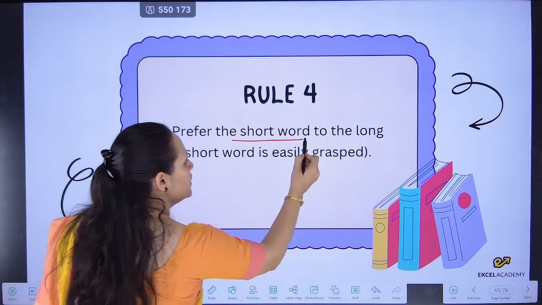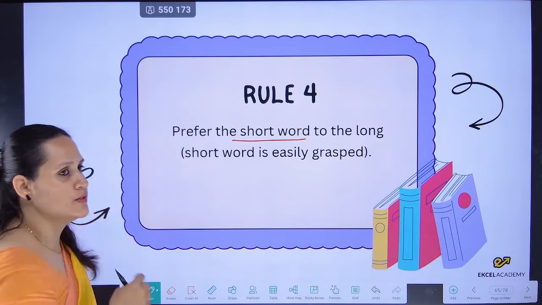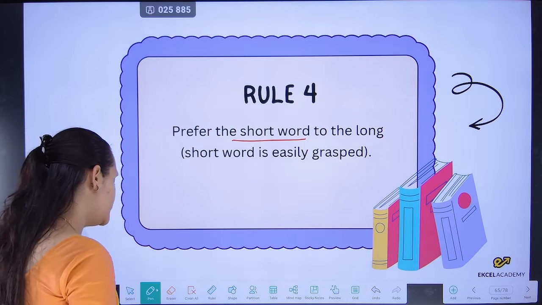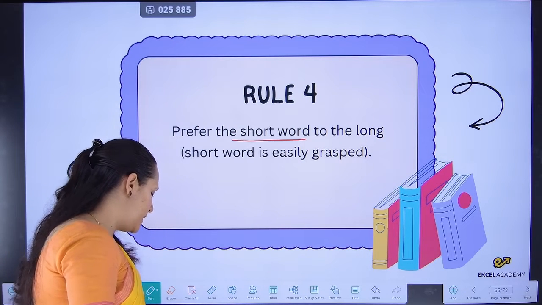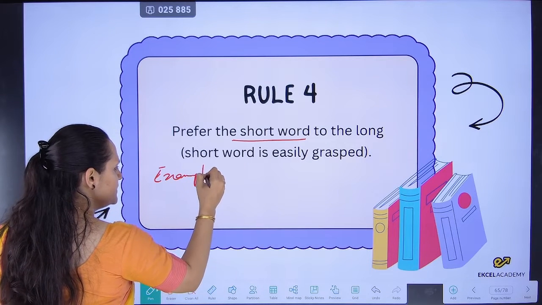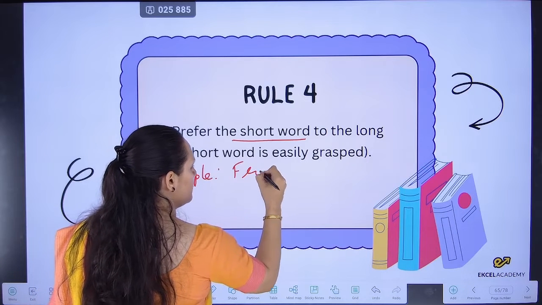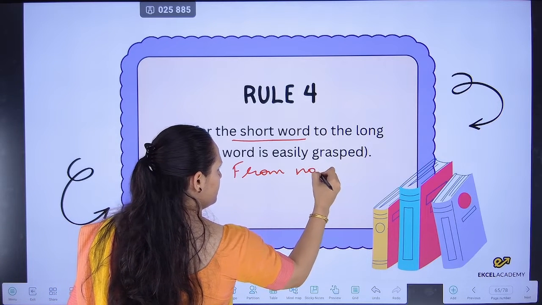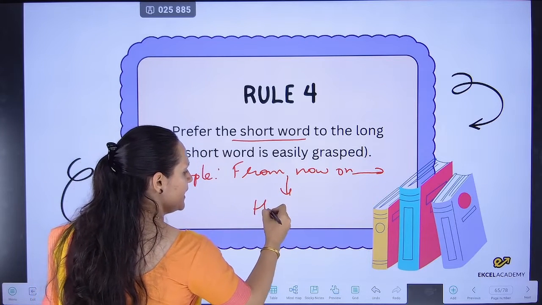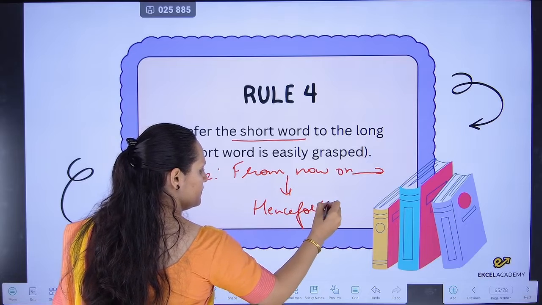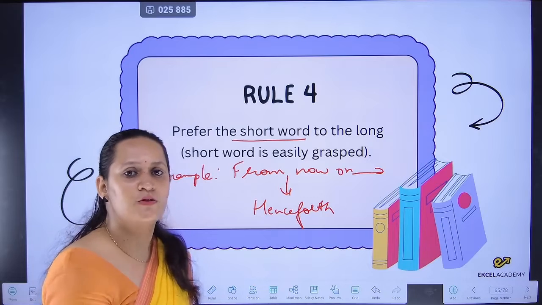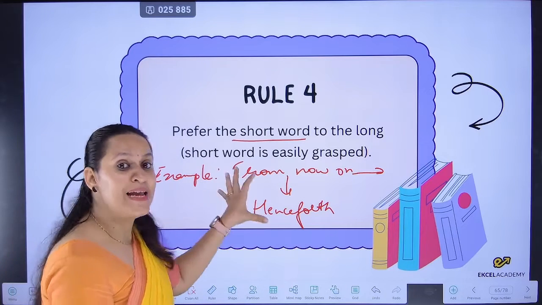Prefer short words to longer words. What does that mean? What do we say by that? Let's take an example. If I say from now on, it is long. I can condense that into one short word by saying henceforth. Henceforth, this is going to happen. From now, this is going to happen, or henceforth, this is going to happen. So the meaning is the same.